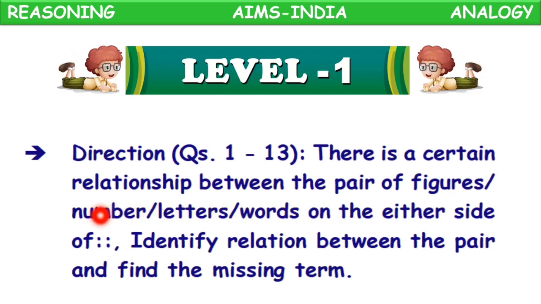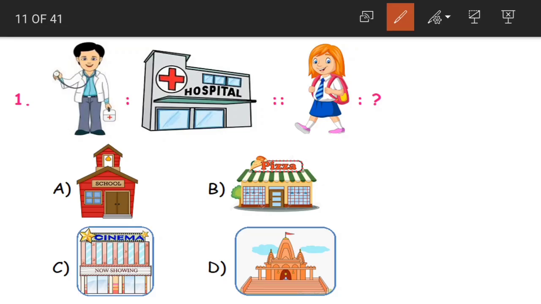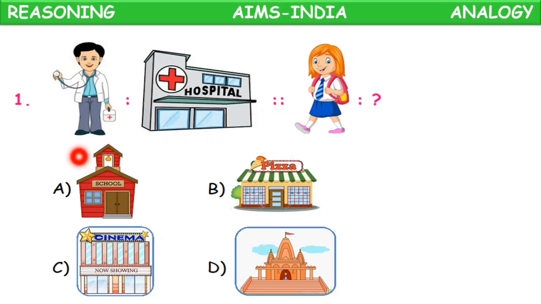Level 1, directions. There is a certain relationship between the pair of figures, numbers, letters, words on either side of as. This is our as symbol. Yes, children, identify relationship between the pair and find the missing term. Starting with the first question, we are having doctor is to hospital as student is to dash.